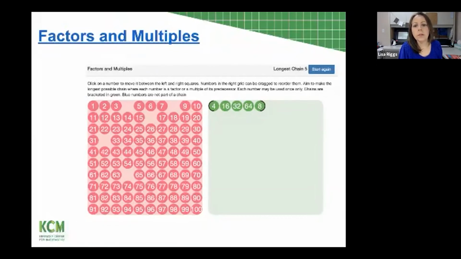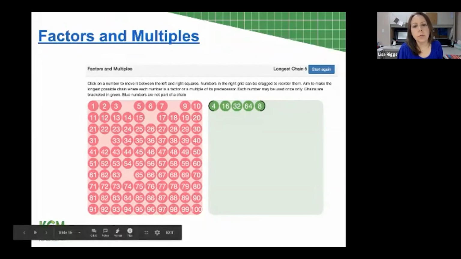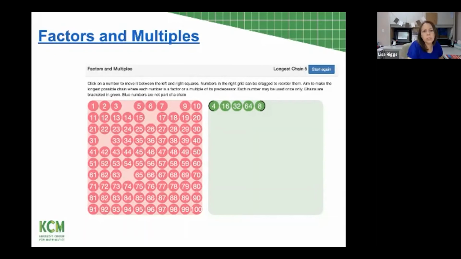So there is the link to Factors and Multiples. And the goal of that game, once you click on it, is you decide where you want to start with what number, and then you can choose a multiple of that number next, and it makes a nice chain. And you try to see how long a chain you can make with factors and multiples. So I'll give you guys a few minutes to play that one.